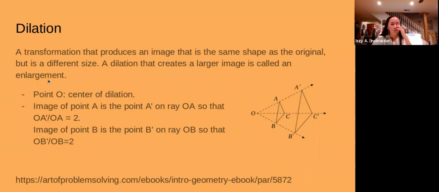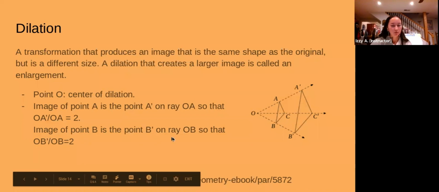So here's a little bit more information about dilations. Point O is the center of dilation. The image of point A is the point A' on ray OA, so that OA' divided by OA equals 2. You can see that would mean that A would be the midpoint of segment OA'. And same thing for the ray below. The image of point B is the point B' on ray OB, so that OB' divided by OB is equal to 2.